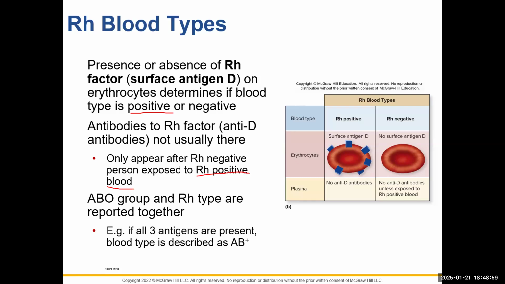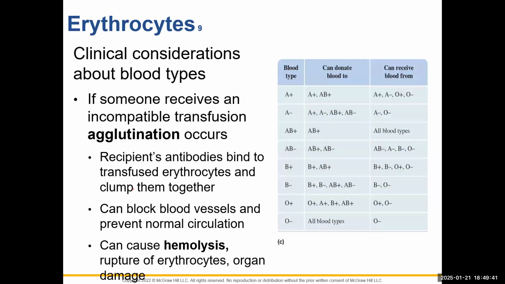You can see here, ABO group and Rh type are reported together. Like I said, I am A positive, so I am reporting my ABO blood group and my Rh type there. As an A positive person, I have the surface antigen A. I carry the anti-B antibodies in my blood plasma. And I also have the Rh factor, or surface antigen D, on my red blood cells because I am Rh positive. So keep that in mind. Again, if you're not sure, rewatch the video a couple of times.